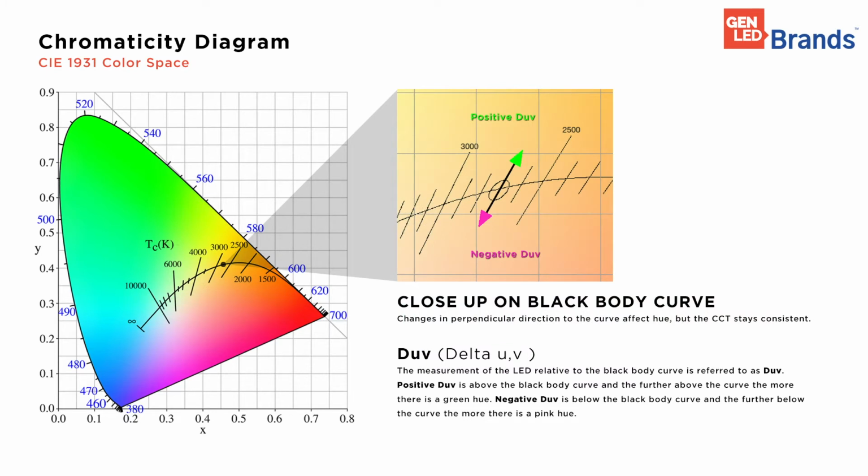A close-up of the blackbody curve shows how if you move in a line perpendicular to the curve, the CCT will stay consistent, but the hues will change. These perpendicular lines measure the delta UV value of a given color. Where the perpendicular line intersects the curve, where the delta UV value is 0, you have ideal light. If you move to the positive side of the Planckian locus, or above the curve, the hue becomes more yellow or green. If you move to the negative side, below the curve, those hues will show more pink.